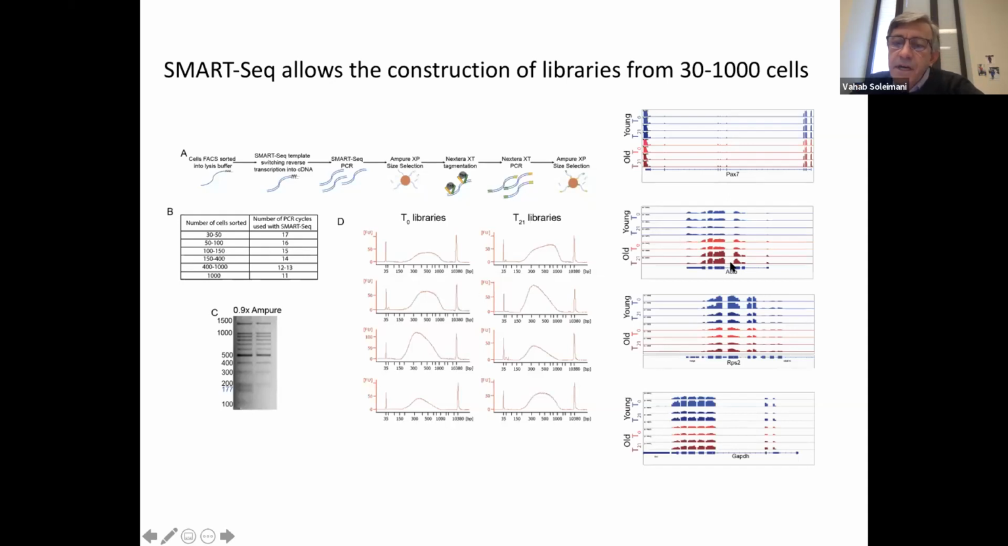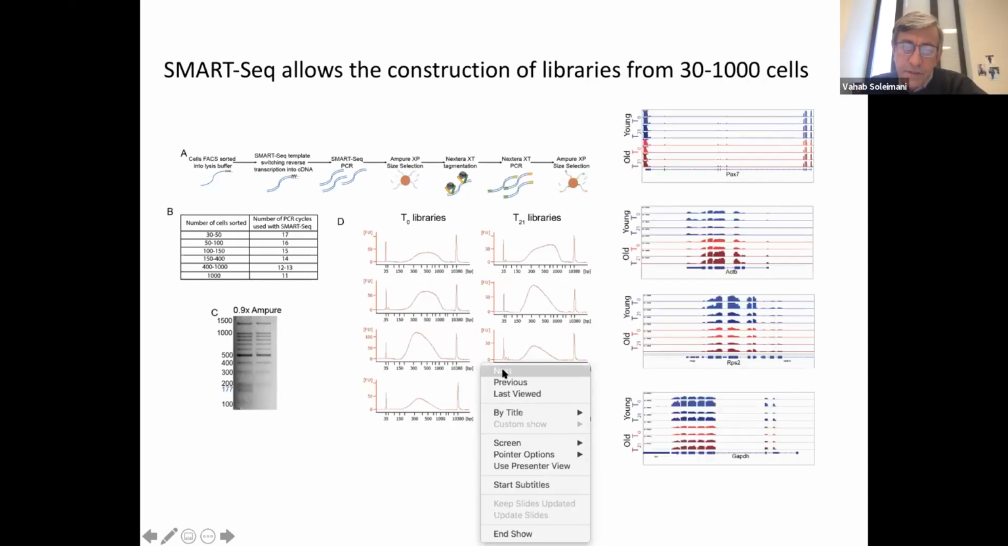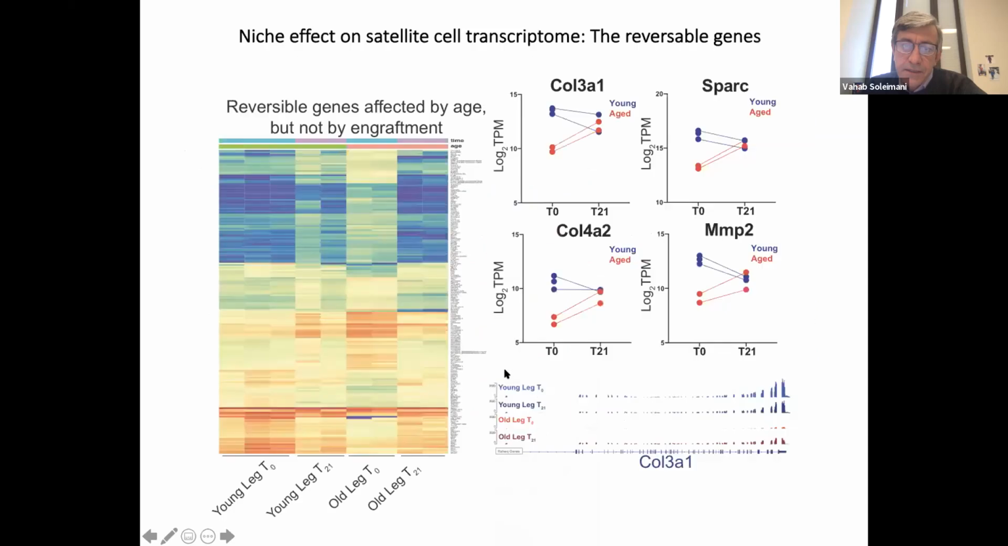So these are some of the IGV tracks for the RNA-seq data, showing that yes, we actually get full transcript RNA-seq profiles of these cells from 30 to 1,000 cells, and it's a very high depth. People ask me how many reads you get. It depends on how many samples you multiplex, but typically we obtain at least between 30 to 50 million reads, which is more than sufficient to do the differential expression analysis.